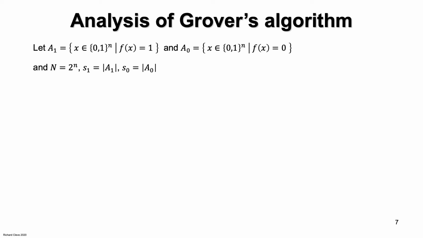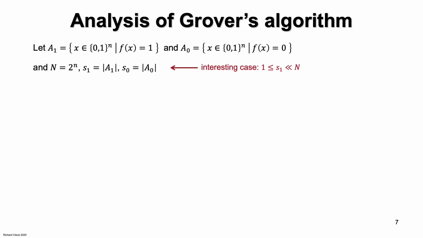Bear in mind that if f has many satisfying assignments, for example, if half the inputs are satisfying, then it's easy to find one with high probability by just random guessing. The interesting case is where there are very few satisfying assignments to f. To understand Grover's algorithm, it is useful to focus our attention on the case where S1 is at least 1, but much smaller than n. For example, if S1 is 1 or a constant. In that case, finding a satisfying assignment is challenging.